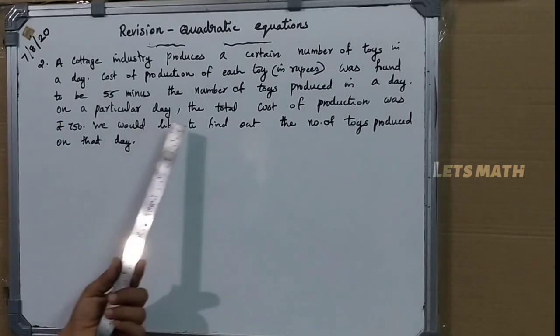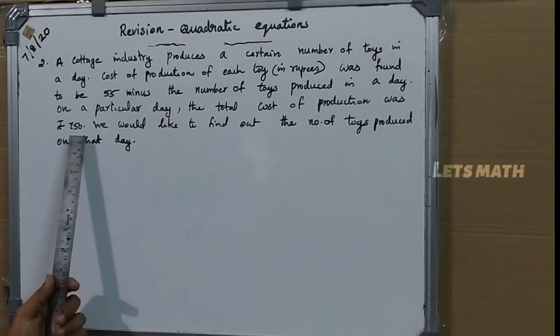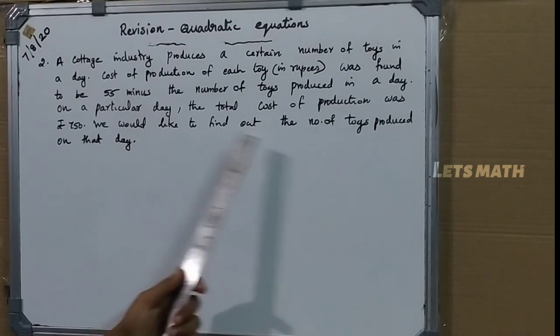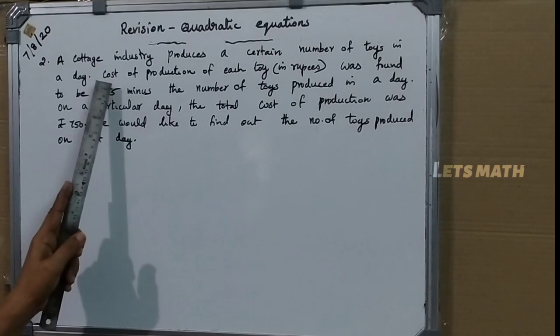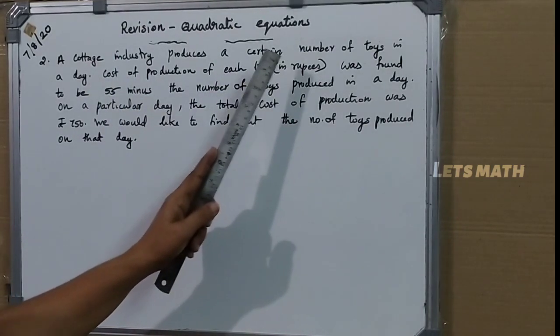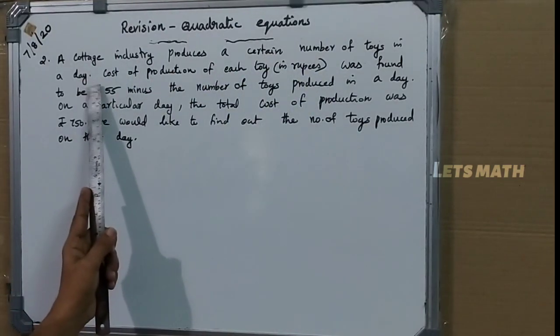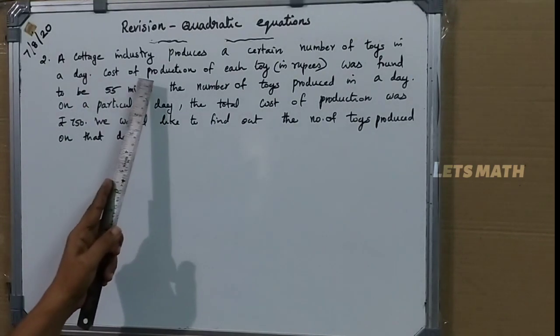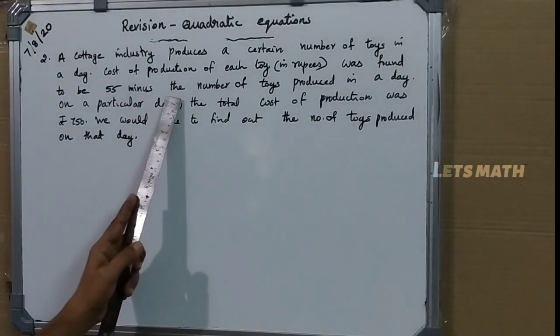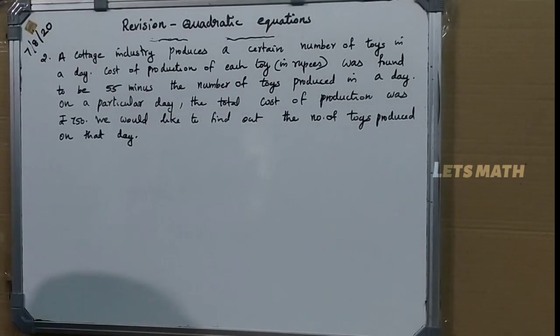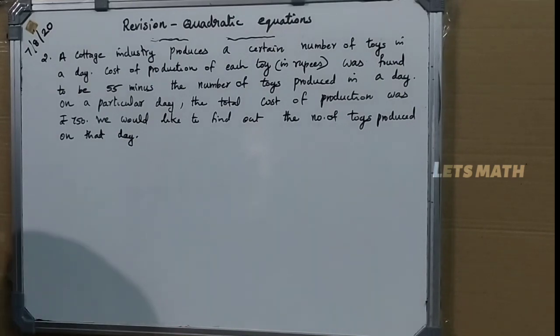On a particular day, the total cost of production was rupees 750. We would like to find out the number of toys produced on that day. According to the condition given, let the number of toys produced in a particular day be X. Then the cost of production of each toy is found to be 55 minus the number of toys, that means 55 minus X. Total production means number of toys into cost of one toy.